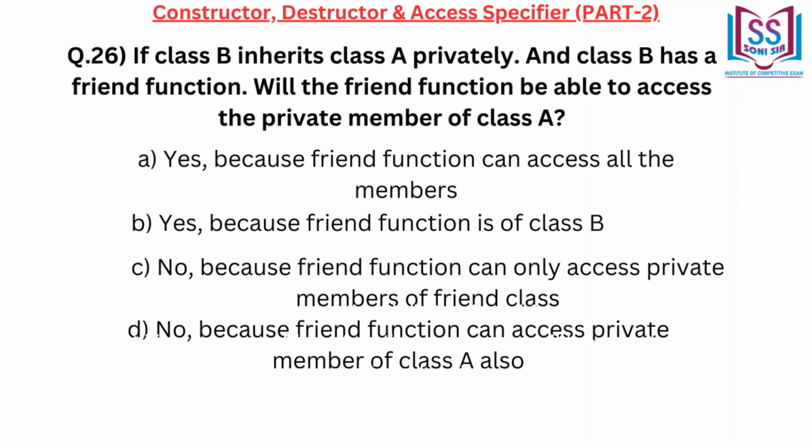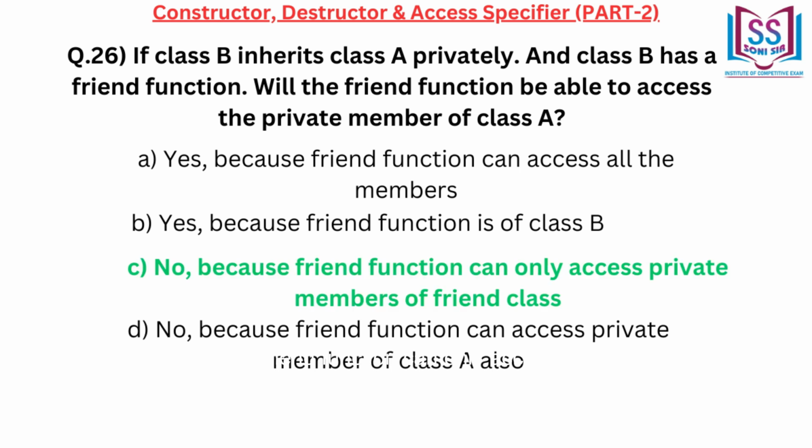If class B inherits class A privately and class B has a friend function, will the friend function be able to access the private member of class A? A. Yes, because friend function can access all the members. B. Yes, because friend function is of class B. C. No, because friend function can only access private members of friend class. D. No, because friend function can access private member of class A also. Correct answer C.